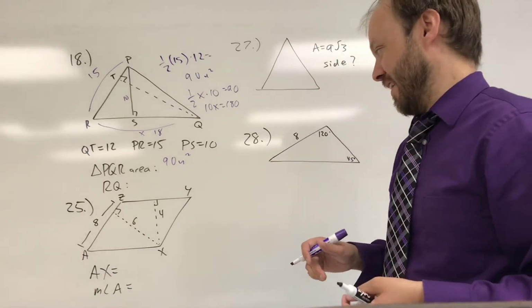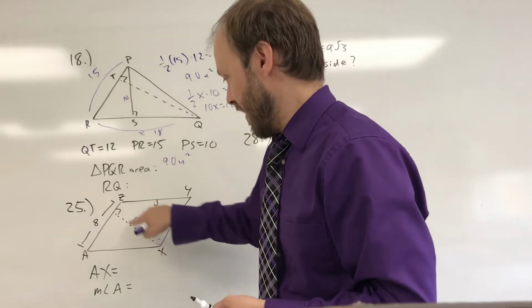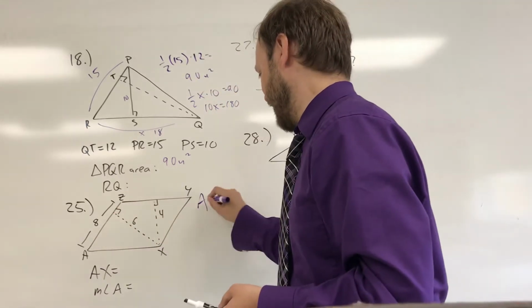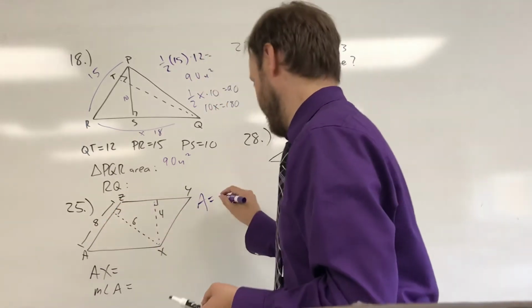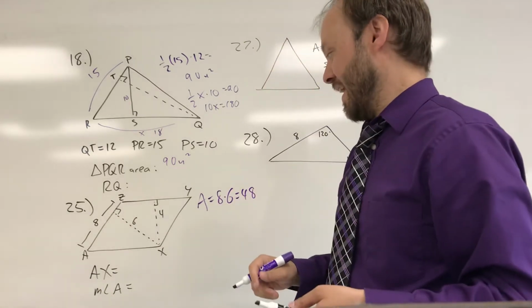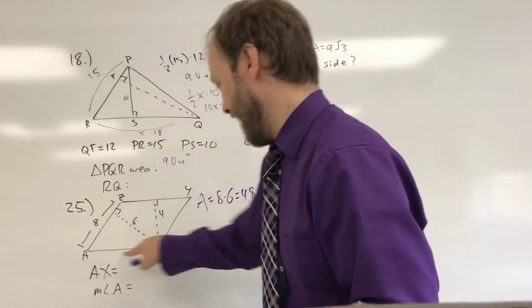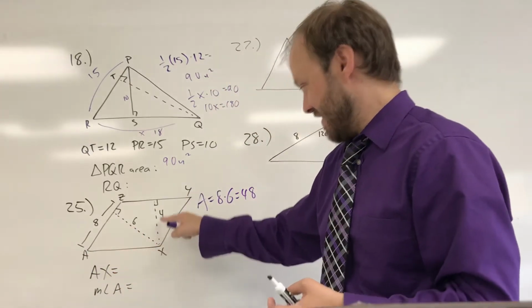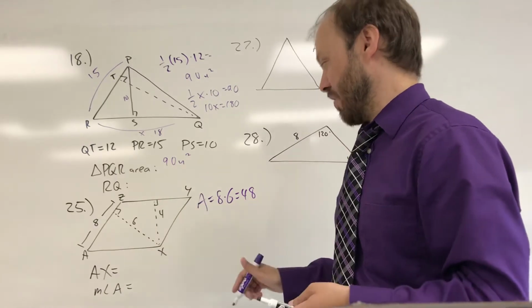25, same kind of thing here. It's a parallelogram. We have a base and we have an altitude to it. We know the area of a parallelogram is the base times the height, so the area is going to be 8 times 6, which is 48, okay? We want to find the length of AX, and once again, we know that this base times this height has to give me that same 48, okay?